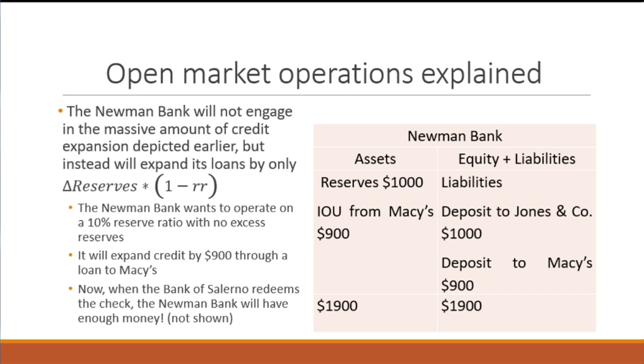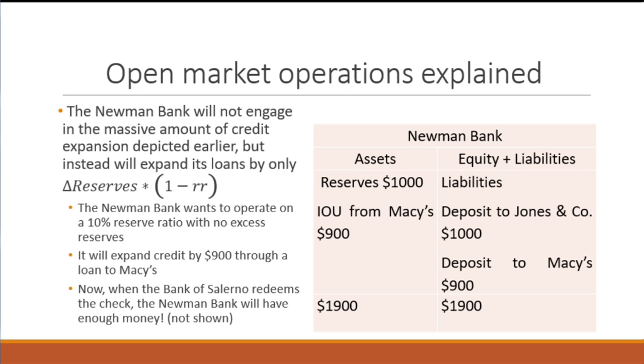This is not loan banking again. This is deposit banking. It's going to expand credit by $900 through a loan to, let's say, Macy's, right? And then let's say Macy's takes this money and spends it. And then the institution it spends the money on belongs to the Bank of Salerno, and et cetera, et cetera. So the Bank of Salerno redeems the check. The Newman Bank will now have enough money.